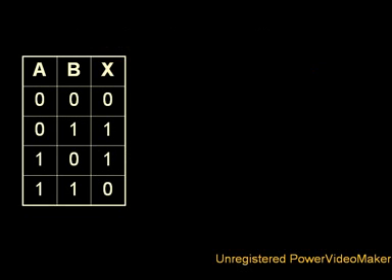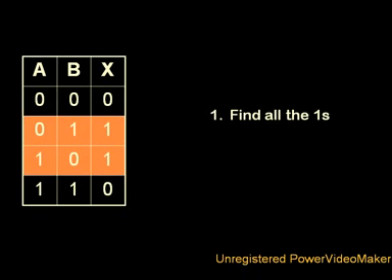So here's a truth table. You should recognize it. And we're going to try and create a circuit using nothing but ANDs, ORs, and NOTs to implement this circuit. No cheating by using an XOR gate. Our first step is to find all the ones in the output. Well, there's two of them, and they're highlighted here. That was easy.